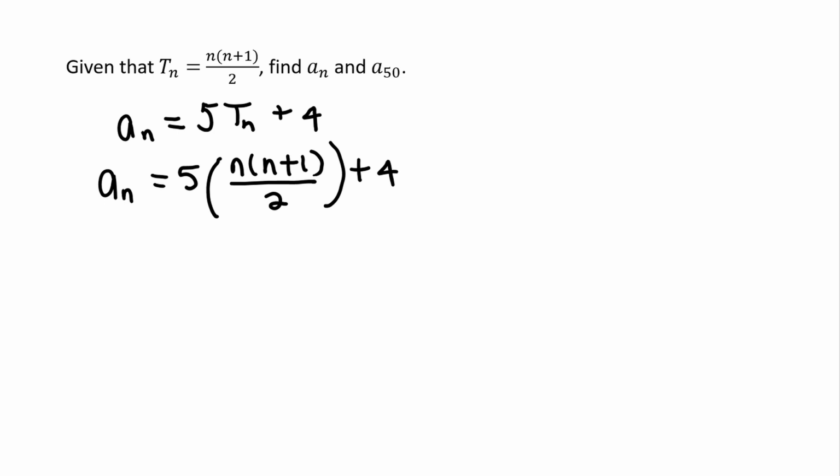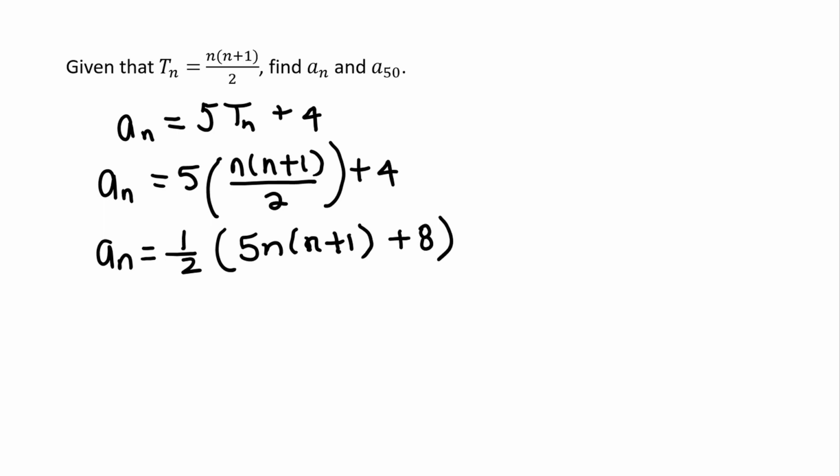Now this becomes arithmetic. This is fine, but let's clean it up a little bit. For cleaner appearance, we usually factor out the 1/2, okay? Then we'll leave the 5 constant in there, so you have 5n times n plus 1. And when you factor out a half from 4, you're actually going to be multiplying by 2, so it'll be plus 8. Now that's our formula.